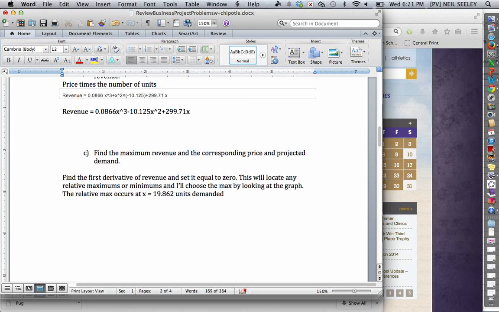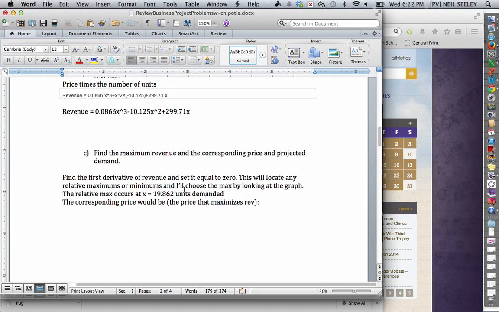Okay, nice. Anything else beyond that? It says also get the corresponding price. The corresponding price, we actually have to put that x into our price function, not the revenue function. If I want the price, I have to put x into the price function. This would be the price that maximizes revenue.